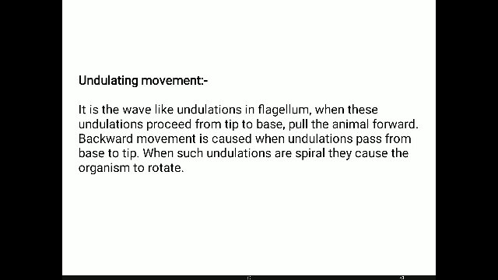At the same time, backward movement is possible when the undulation passes from the base to the tip. When the undulation passes from base to tip, backward movement occurs, and when it passes from tip to base, forward movement occurs. When such undulations are spiral in nature, they cause the organism to rotate in a spiral manner.